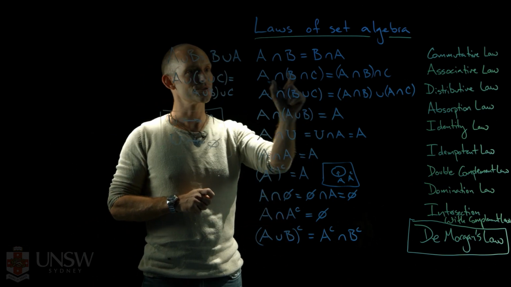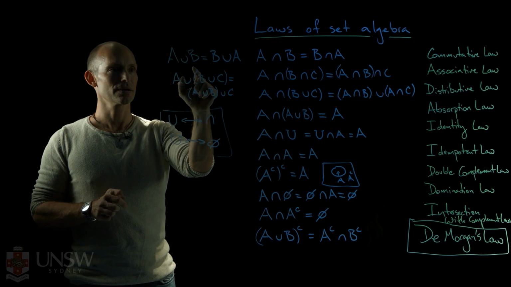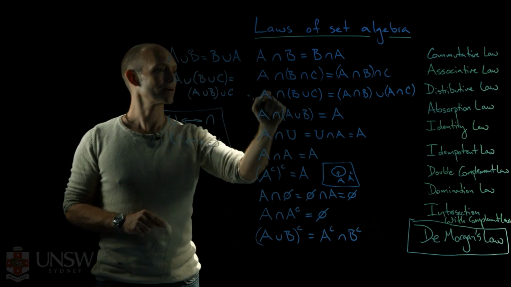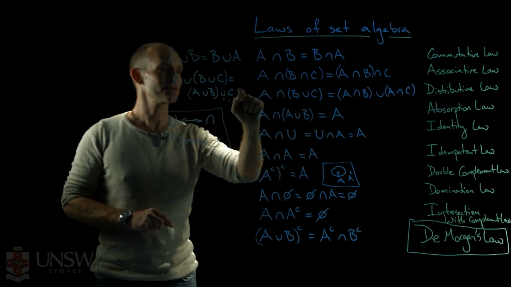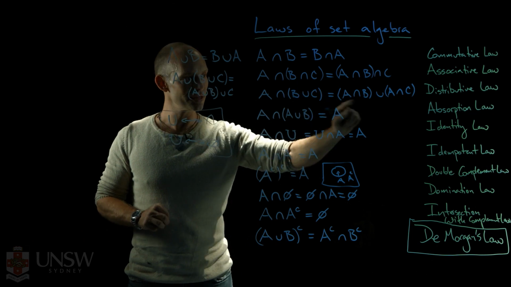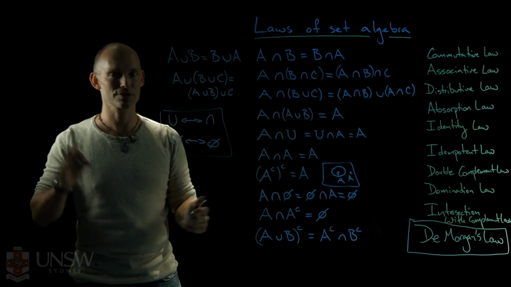So the commutative law says that it doesn't matter which order we write A and B in. If we're using intersection or unions, we get the same result. The associative law says that if you're only dealing with intersections or only dealing with unions, then we can put the brackets where we want, which is a great thing.